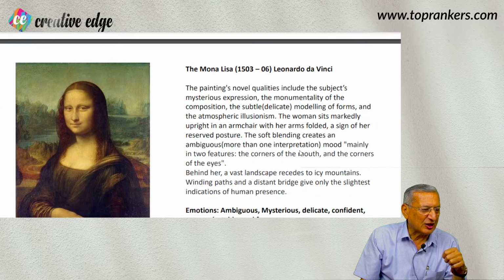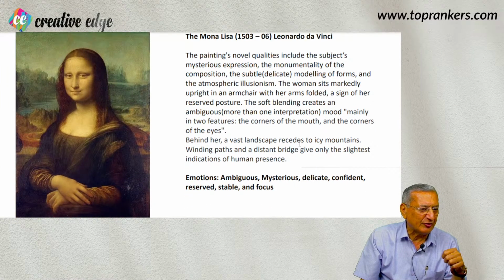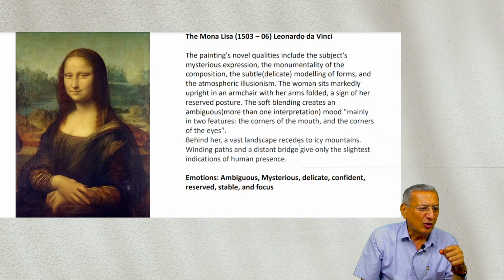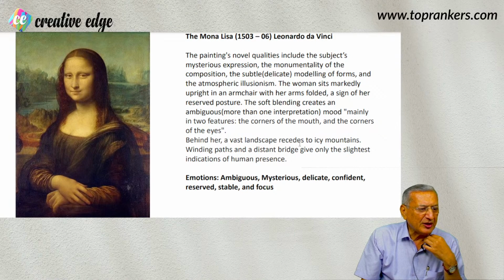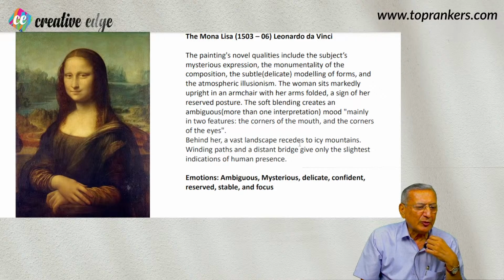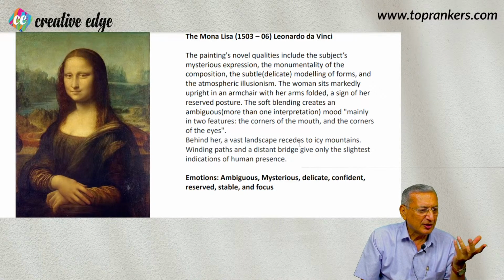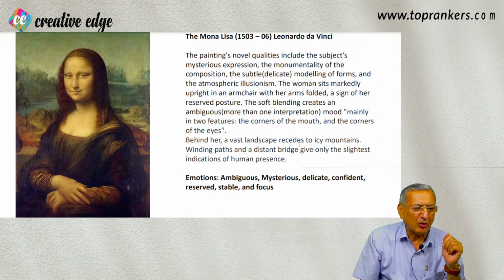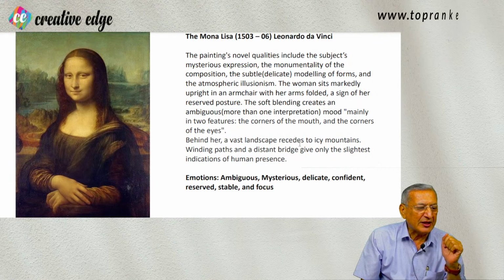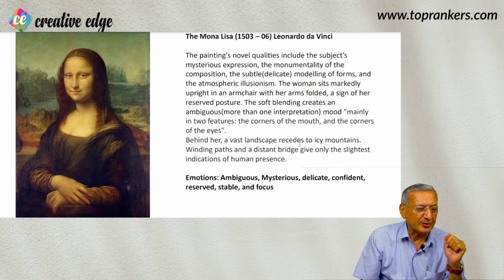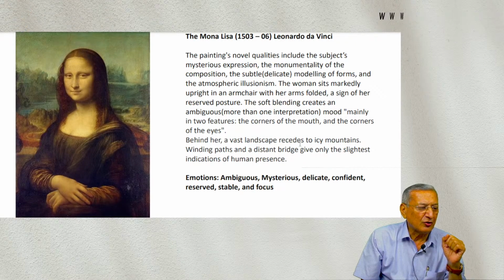Who does not know this artwork? The Mona Lisa by Leonardo da Vinci. The artwork was done in 3 years' time, 1503 to 1506. The painting's novel qualities include the subject's mysterious expression, the monumentality of the composition, the subtle or delicate modeling of forms, and the atmospheric illusionism. The woman sits markedly upright in an armchair with her arms folded, a sign of her reserved posture.